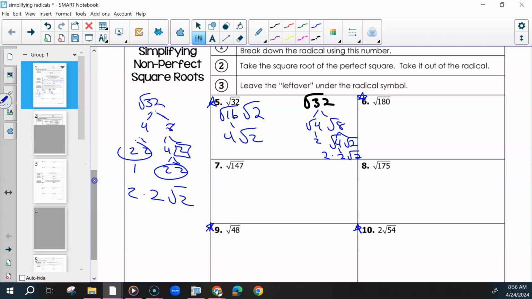We're going to do both methods one more time just so you see that it works, and then you guys can choose. For number 6, find the highest perfect square that goes into 180. So you're looking for something you can divide 180 by.